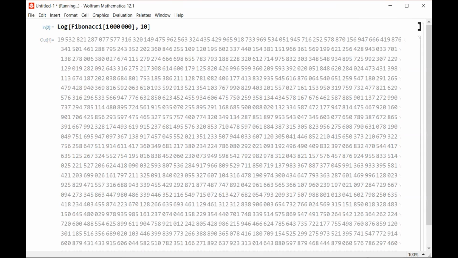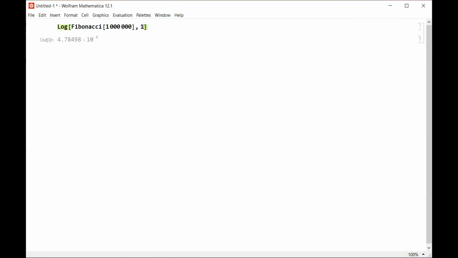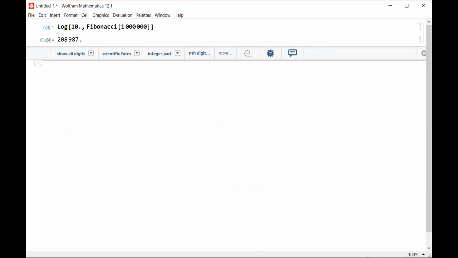I have to put a 10 point so that it knows to give you this. Oh, okay, so it goes in the other direction. You do the base first. So the log base 10. So it has a little over 200,000 digits. So even if you're just looking for the last couple of ones, you've got 200,000 digits.